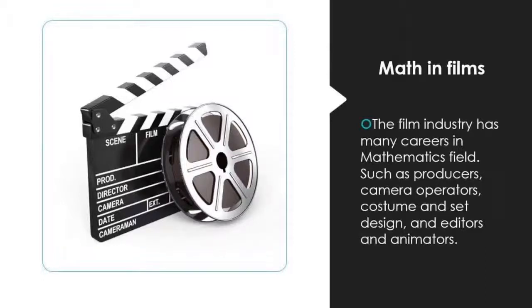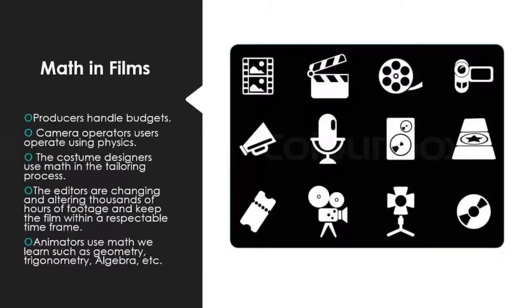We can see this through producers, camera operators, costume and set designers. The producer is in charge of handling the budgets, how much they're going to be spending. The camera operators use physics, among other kinds of math. The costume designers use math in the tailoring process. The editors are changing and altering thousands of hours of footage and make sure that they keep it within a respectable time frame. And animators use math we learned, such as geometry, trigonometry, algebra, etc.